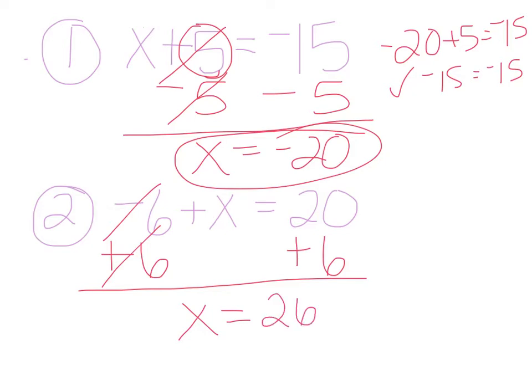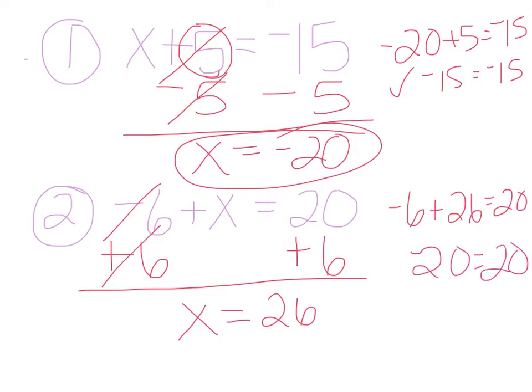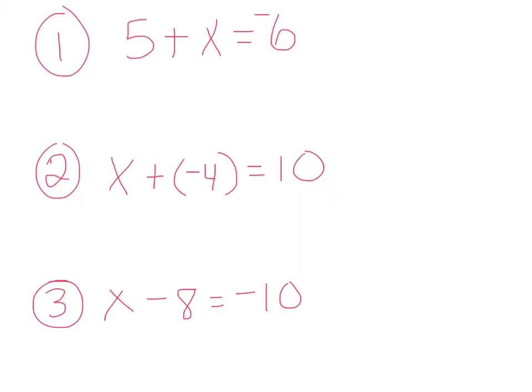And once again, you could plug it in. So negative 6 plus 26 equals 20. Negative 6 plus 26 is 20, equals 20. And there is our check. Now, like I said, you do not have to actually do the check part here and here, but it's nice to know how to do it in case you're not quite sure that you got the right answer.